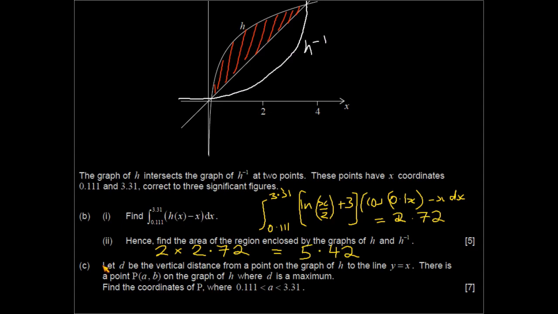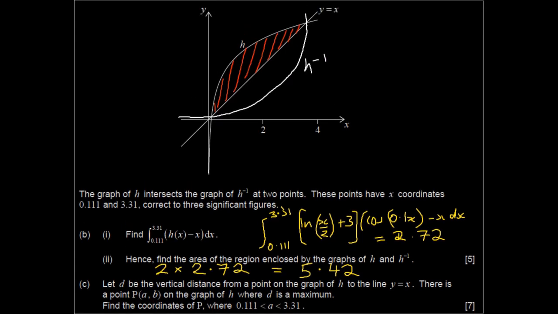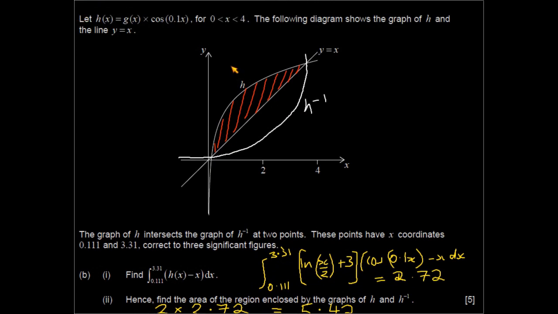Next it says that D be the vertical distance from a point on the graph of h to the line y equals x. There's a point P, with x coordinate a and y coordinate b, on the graph of h where D is a maximum. Find the coordinates of P where a is between 0.11 and 3.31. So, if I rub out what we had here.